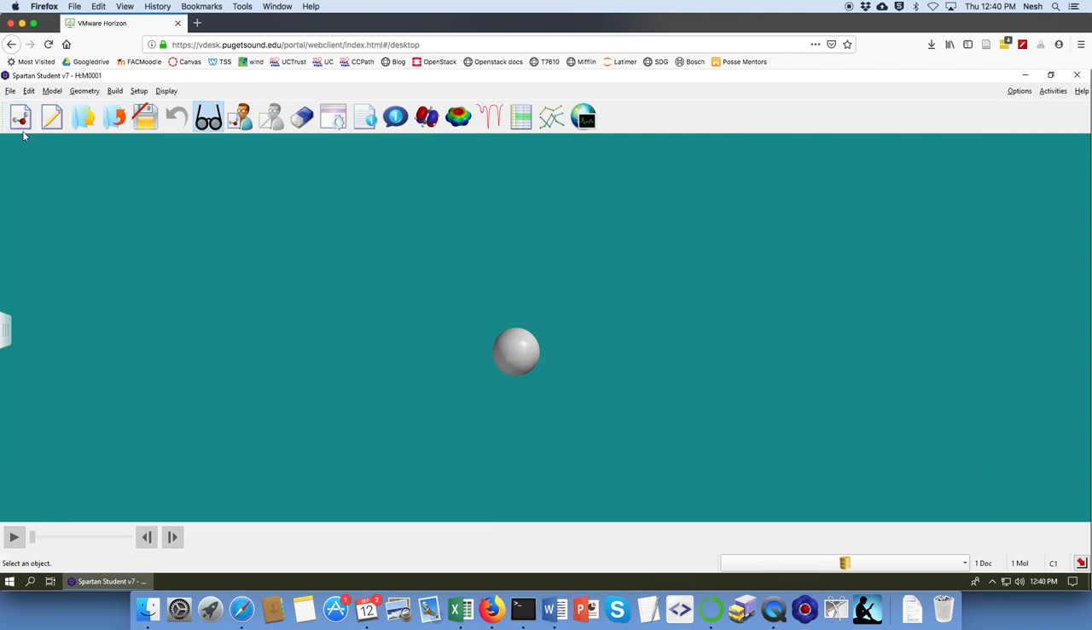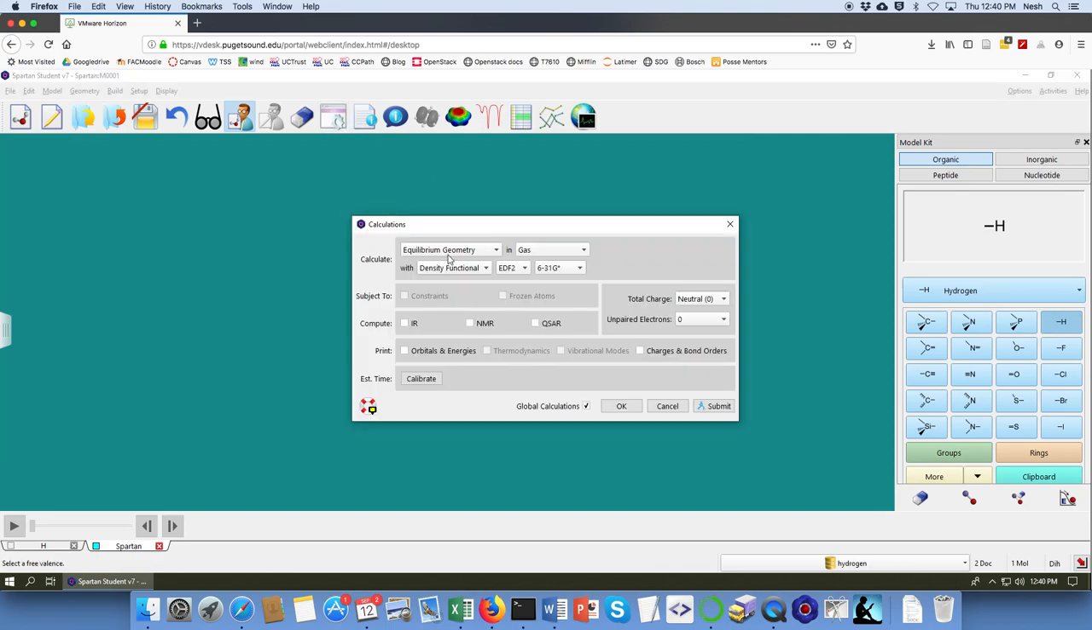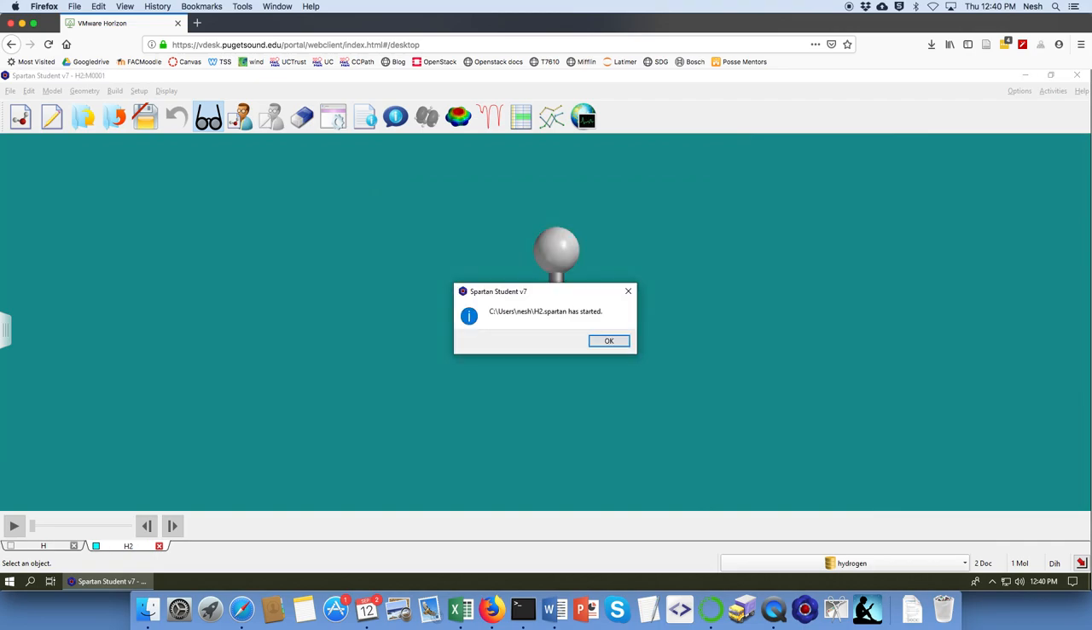Now what about the next bit? Well, I want to now look at the hydrogen molecule. Since that's going to default to another hydrogen, I'm kind of good to go on this. And I want the equilibrium geometry. Everything else is fine. So I'm just going to save this somewhere.